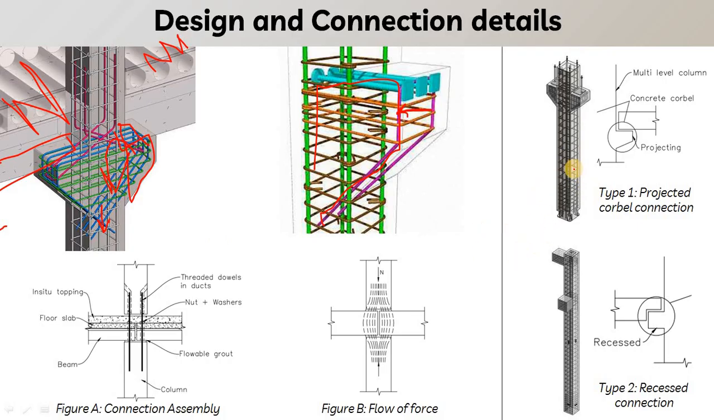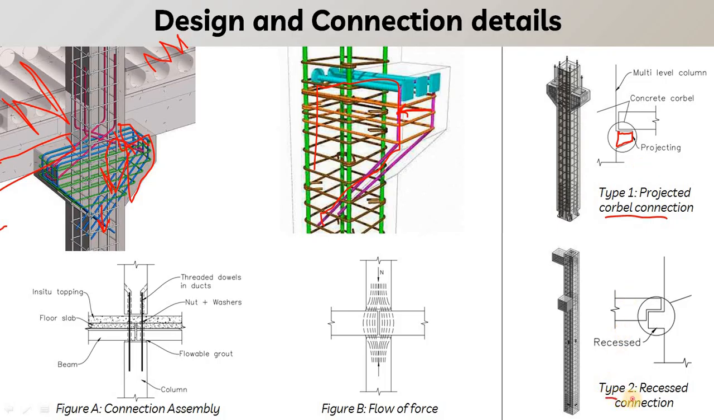So there can be two types of corbel that can be provided. The first type of corbel is known as the projected corbel connection, in which the projection is given in the taper form. So here you can see this is the taper projection that is given into the column. And above that there is a beam or any other concrete element.